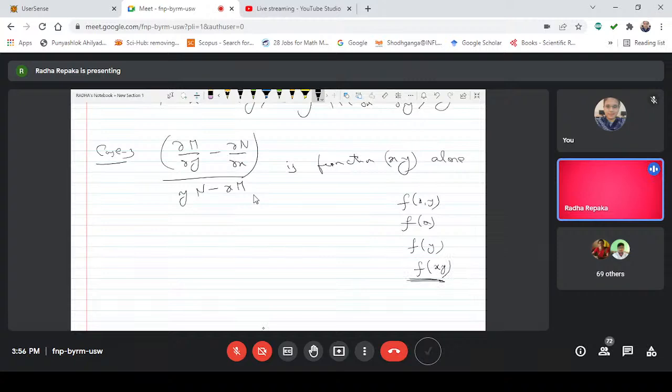This whole thing is a function, that means you can put x and y together. Wherever x and y are there, they are together. Suppose here x square plus y square, this is also a function of x and y. But this is a more specific form, (xy) whole square.